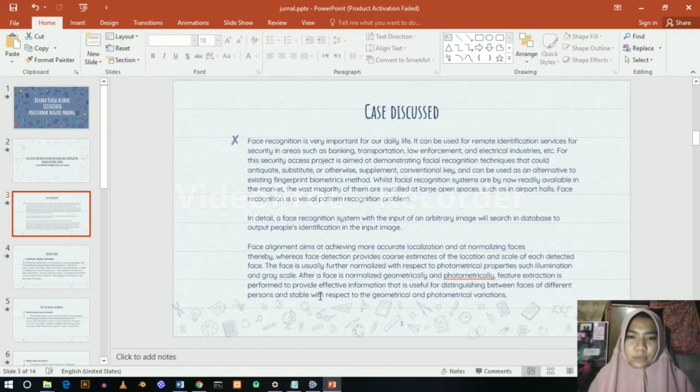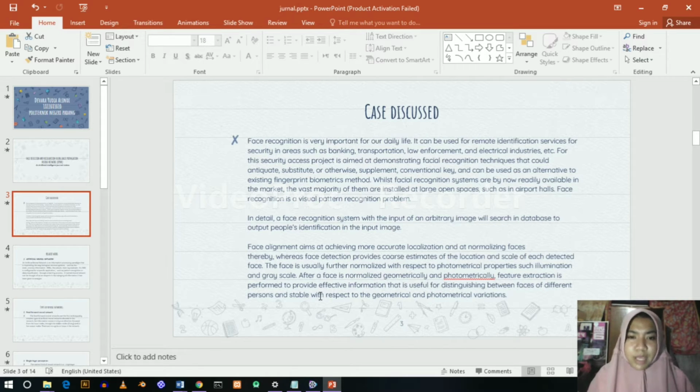Whilst facial recognition systems are by now readily available in the market, the vast majority of them are installed at large open spaces, such as in airport halls. Face recognition is a visual pattern recognition problem. In detail, a face recognition system with the input of an arbitrary image will search in a database to output people's identification in the output image.